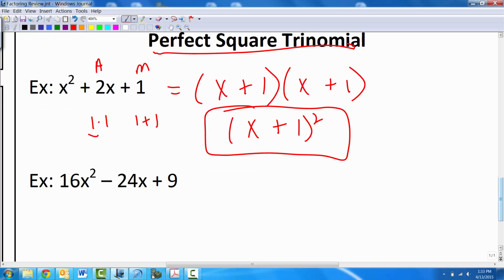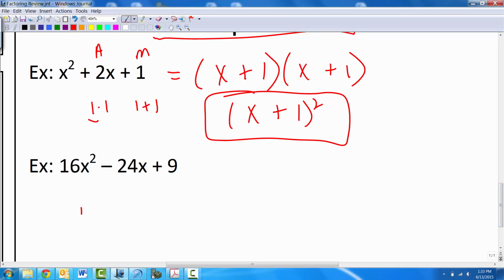Well, look at this one. It's a trinomial. What is m? Ooh. What is m?